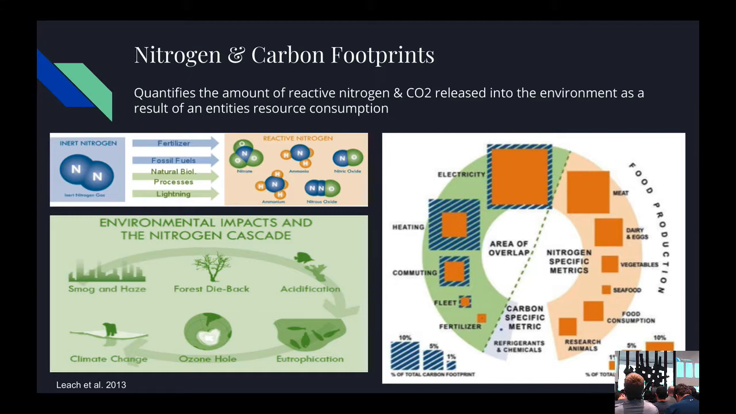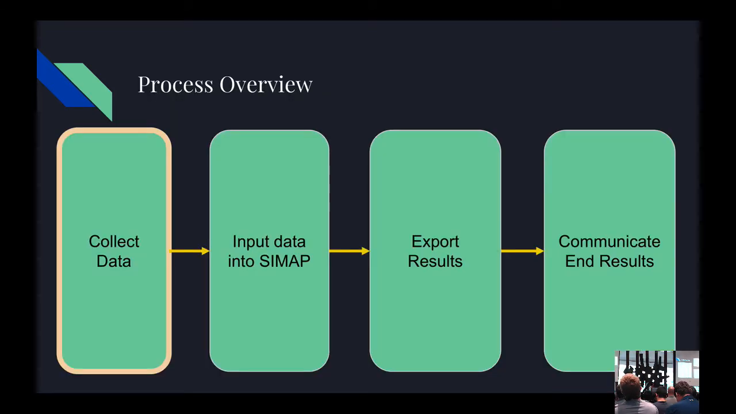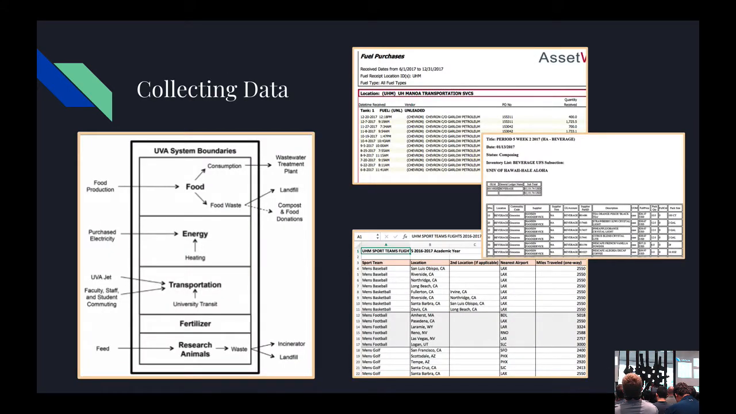So I just wanted to give you the process of what we do here at UH Manoa, simplified in 4 steps. First is collecting data. This is based on what boundaries you set up for your institution. This is just an example from the University of Virginia. So what we are looking at is food, energy, transportation, fertilizers, and research animals. Not just limited to that, but there can be a broader range also.